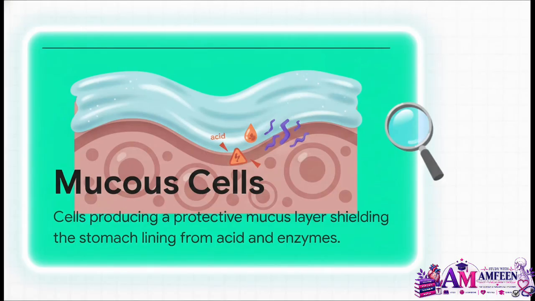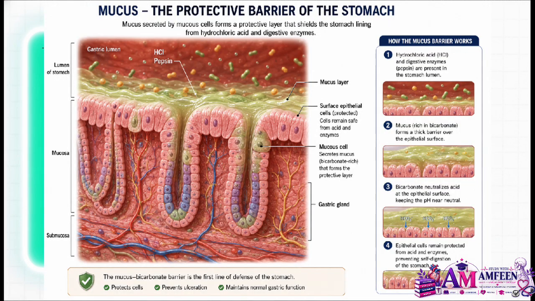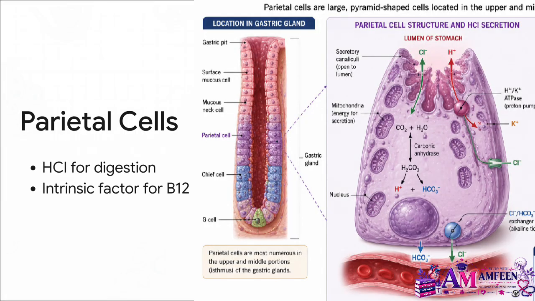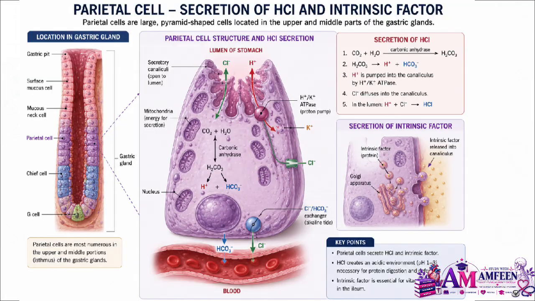First up, we have mucus cells, and, well, the name totally gives it away. They produce mucus. But it's not just any mucus. This forms a heavy-duty protective layer right over the stomach lining. It's essentially a shield that protects the stomach's own cells from being destroyed by its harsh gastric acid and digestive enzymes. Pretty smart, right? Next are the parietal cells. These guys are the heavy lifters that produce hydrochloric acid, or HCl.